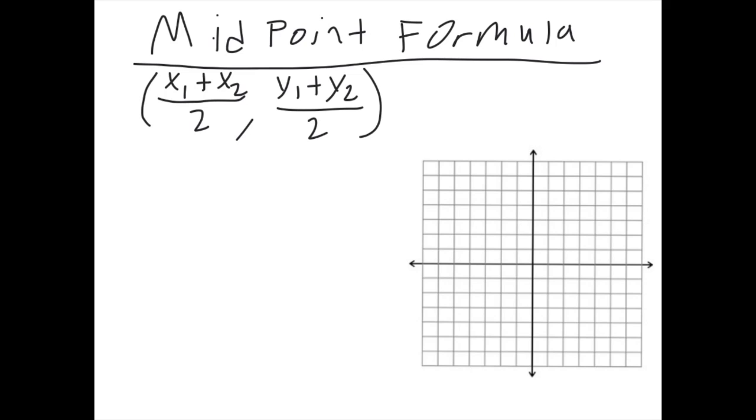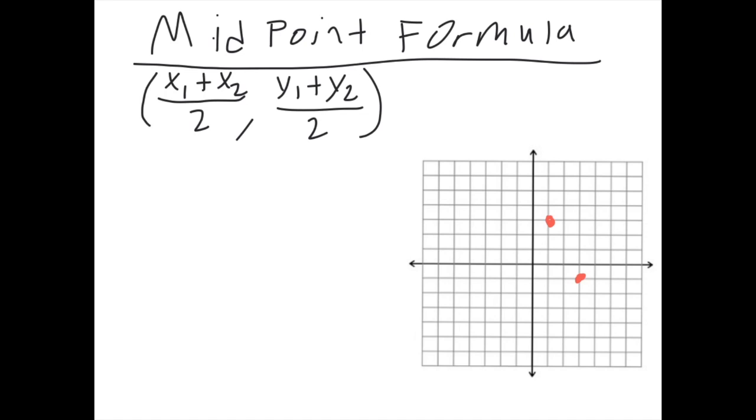Alright, so the midpoint formula, instead of just giving you a number, it's actually giving you a point. So the midpoint formula takes 2 points and then tells you what point is halfway in between those 2 points. So if you notice here, x1 plus x2 divided by 2, it's taking the average of your two x's. And then y1 plus y2 divided by 2, it's taking the average of your y's. The midpoint formula is much easier than the distance formula.